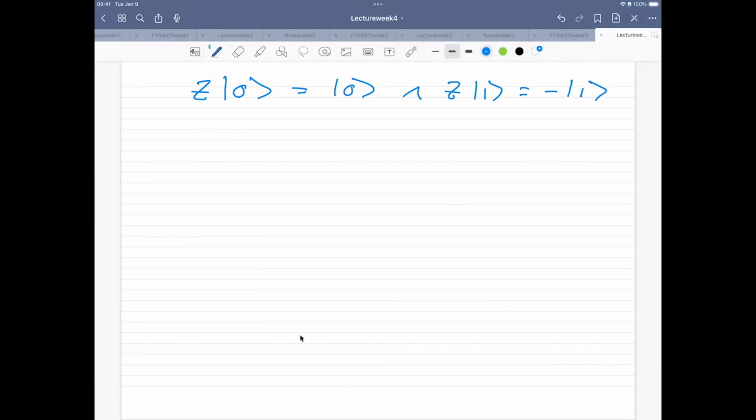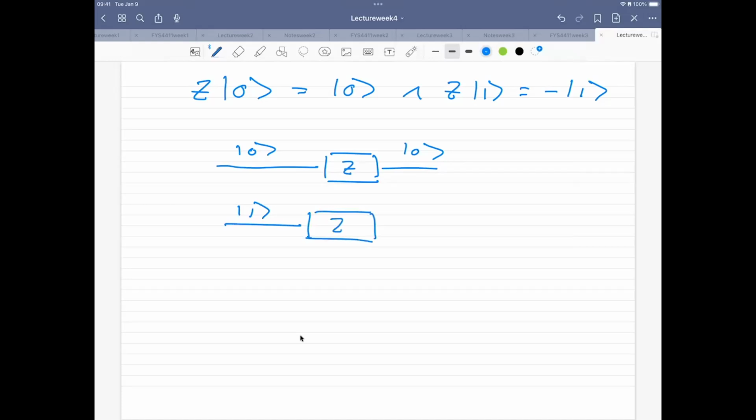We are going to write that as a quantum circuit, which looks like this. So we have a state 0, which comes in. We act on this with a Pauli Z gate, and then we get a state 0 out. Similarly, if we have a state 1, and when I set up these gate operations, I'm not worried about the phase factors. I'm just going to write out the final state 1 here.